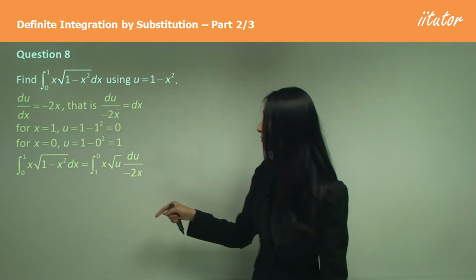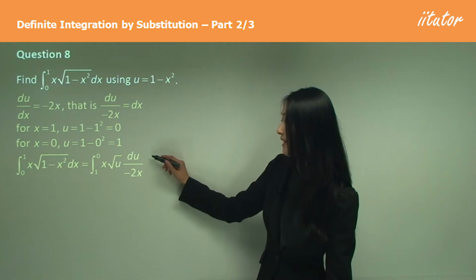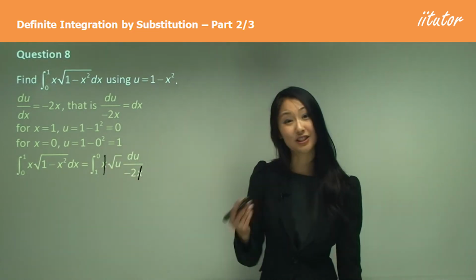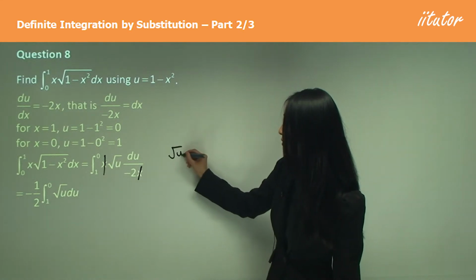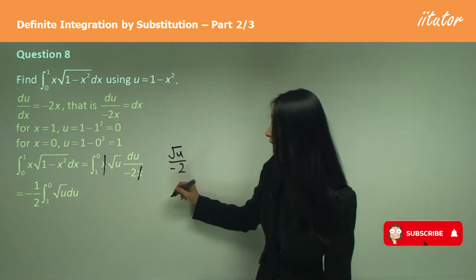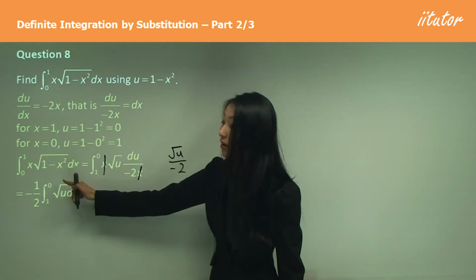Keep that format. Change this to square root u. Change the dx to du on negative 2x. x and x just cancel. So you get square root u on negative 2. So I can just take that negative half out the front here. I want to make it 1 on 0.